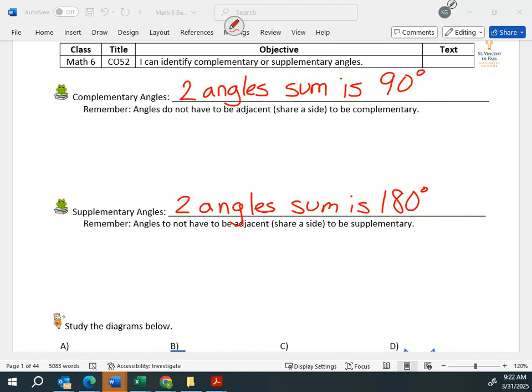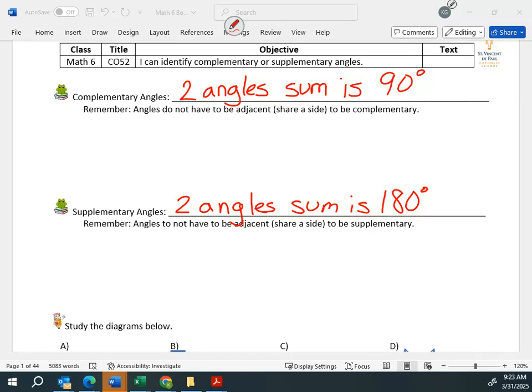Anybody have an idea? Yeah, Adeline. What would we subtract that 35 degrees from? 90. From 90, because we know complementary is 90 degrees. So if it's saying, here's one complementary angle, what's the other one? You subtract it from 90 degrees to be able to give that.